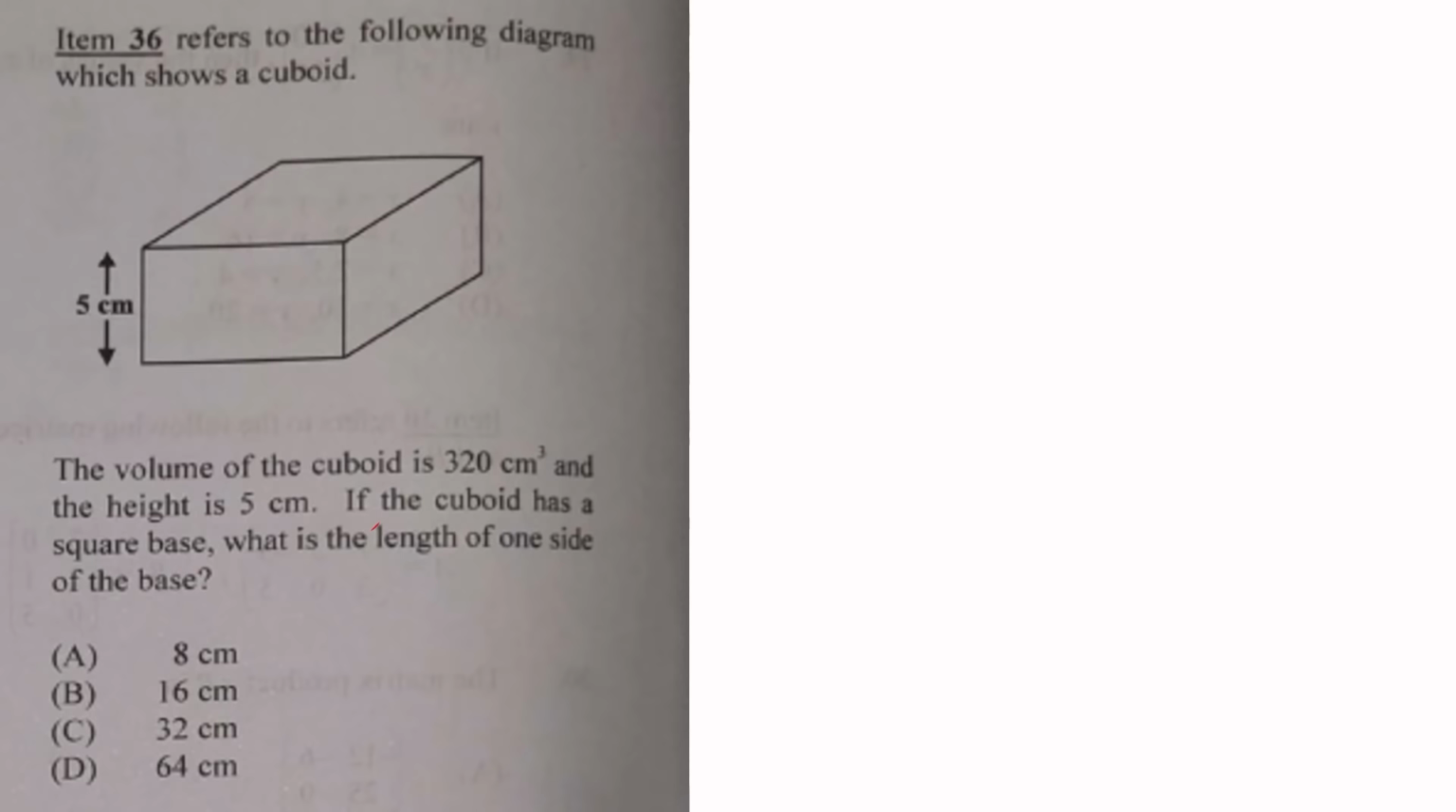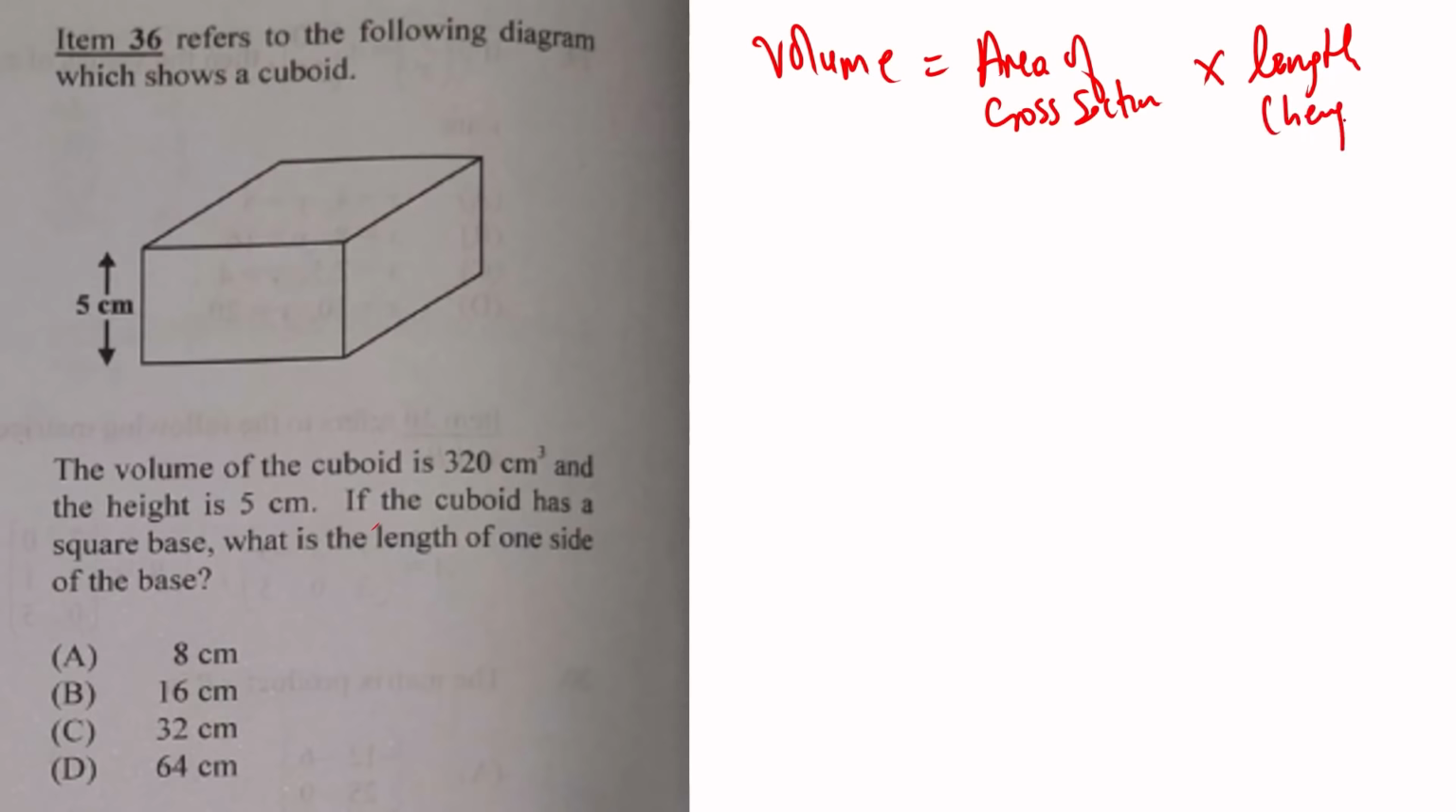So what's the relationship? We can use a formula that represents the relationship between the area and the volume. So we know that volume is equal to the area of the cross section times the length or the height. Anything you want to call it. You can say length or height. Same thing. Teacher can't spell, that's alright.